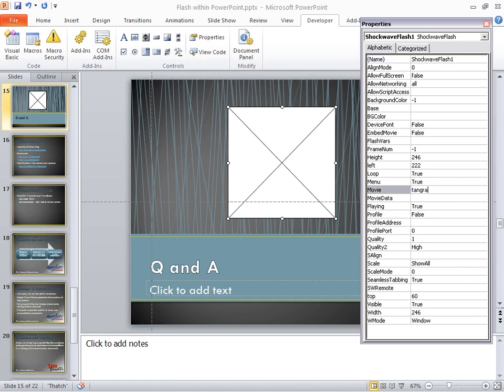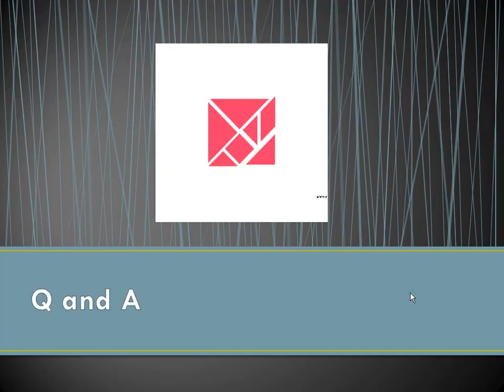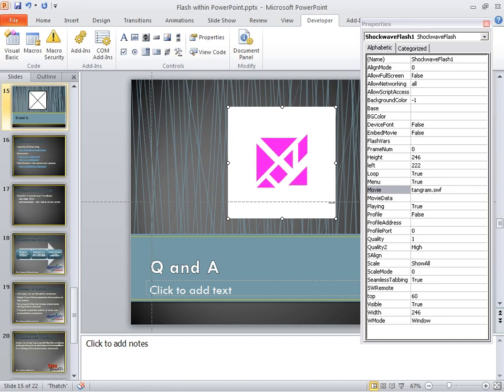So I have inserted the Flash movie there, and you can see the Flash movie is now playing. Now coming to the question, what are the parameters that you have to look for when creating a Flash element prior to inserting it into your presentation? The most important thing to consider is whether you really need a Flash movie in the first place. You have to have a compelling reason to add Flash content.